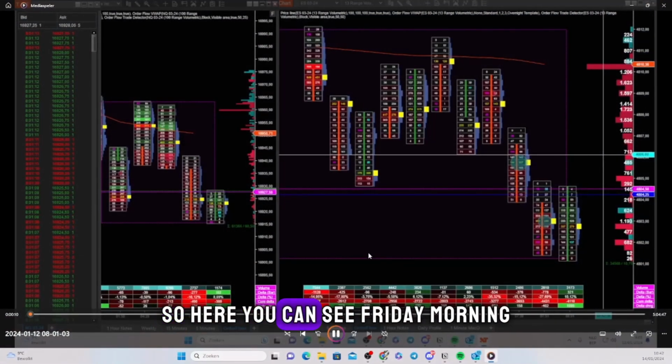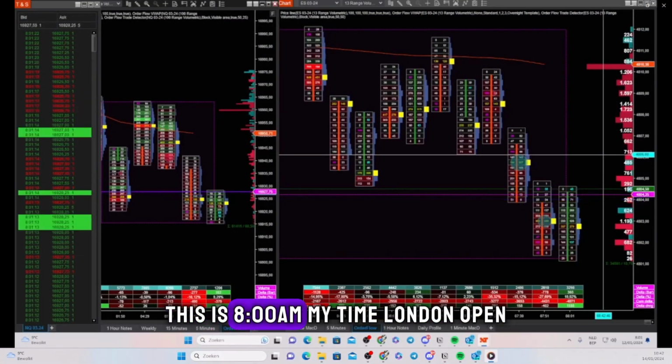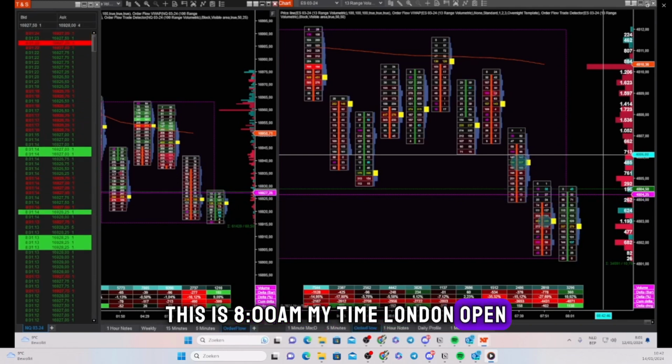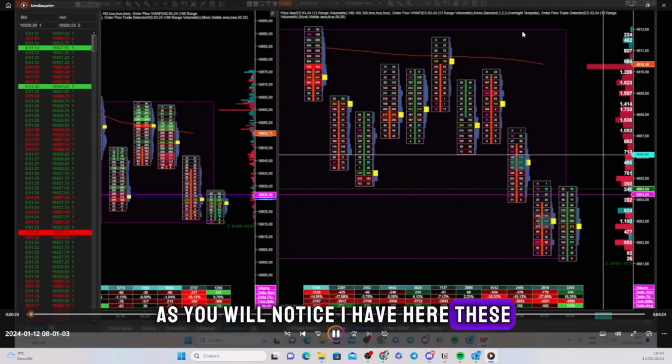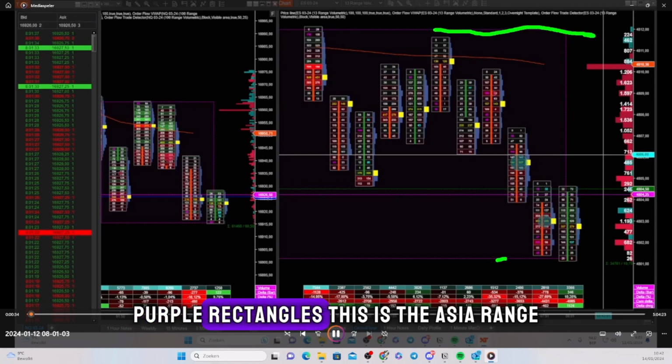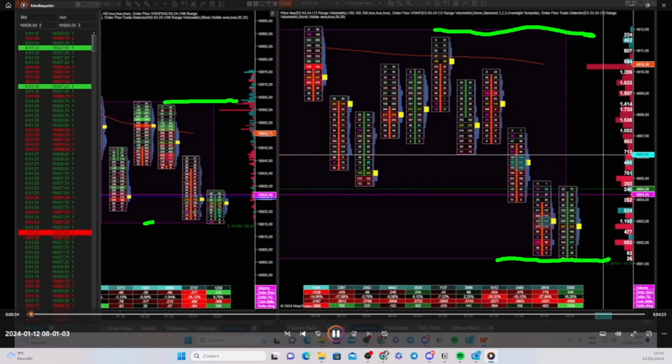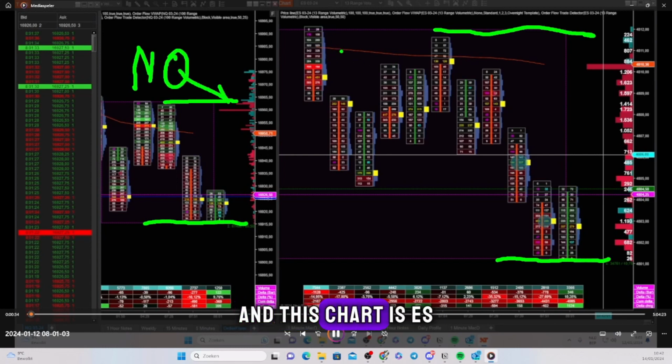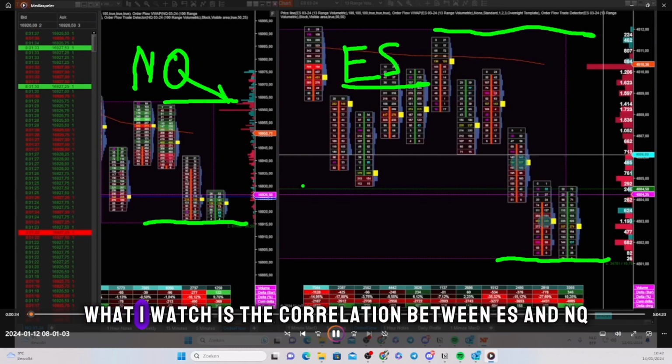Here you can see Friday morning. This is 8 a.m. my time, London open. As you will notice, I have these purple rectangles. This is the Asia range. This chart is NQ, and this chart is ES. What I watch is the correlation between ES and NQ.